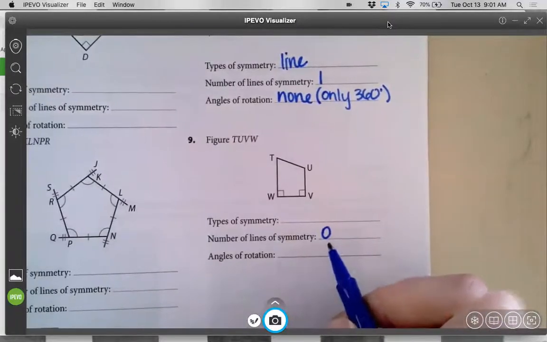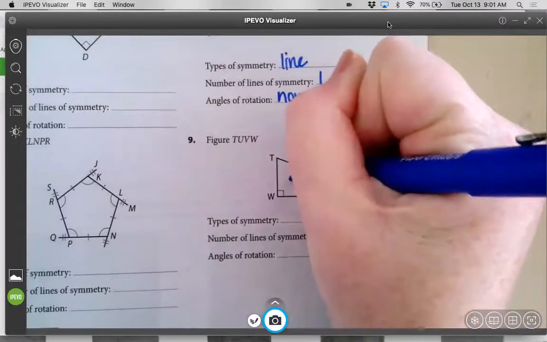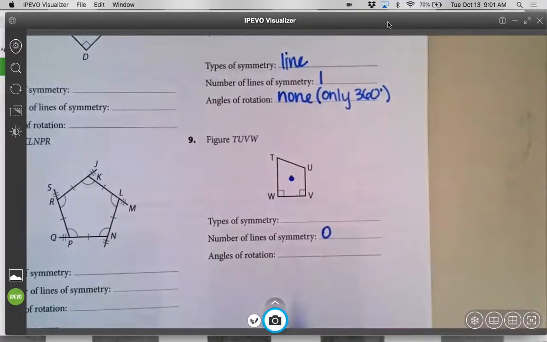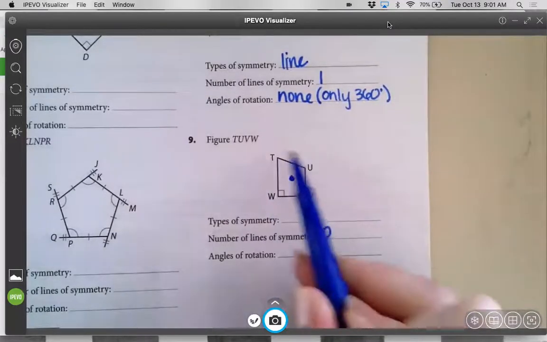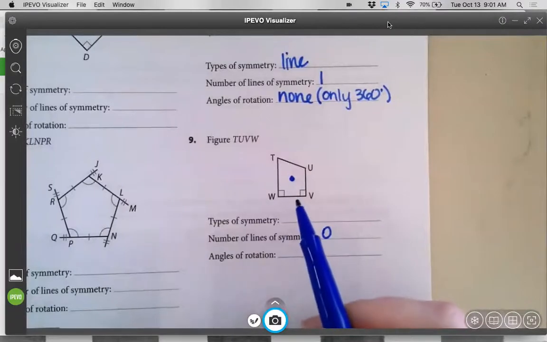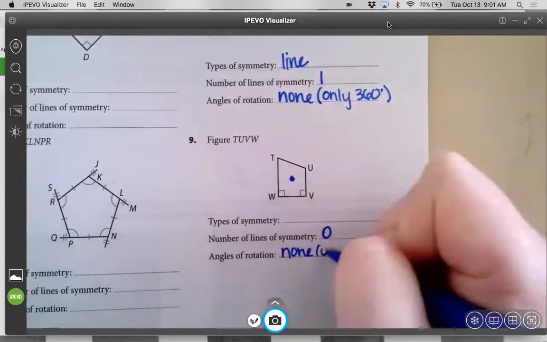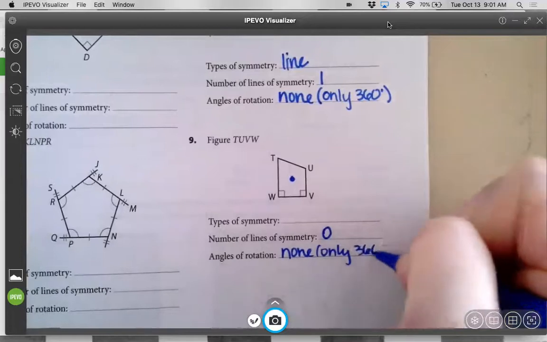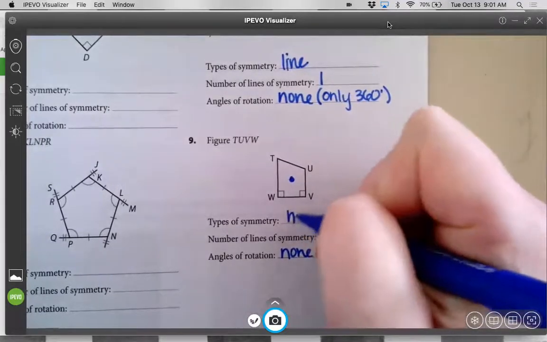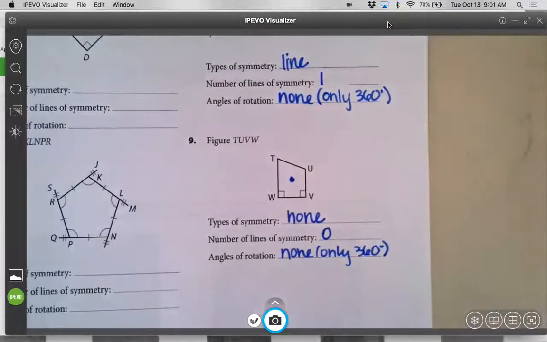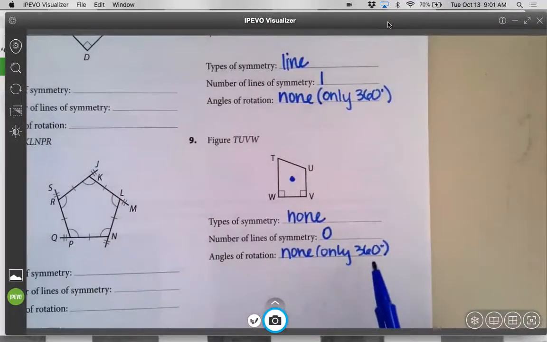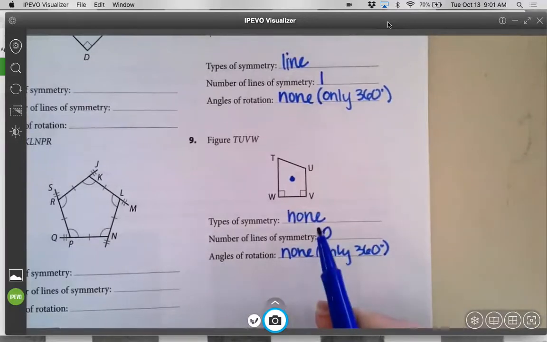Then we think about rotation. The middle of your figure is right about there. Is there any way that I can spin this where it's going to end up looking exactly the same as it looks now? 360 is all you got. So we're going to put none, only 360. And so this one actually does not have any symmetry. Again, 360 works, but it's not really a special case because everything has 360 degrees of rotational symmetry. So it does not have any special symmetry here.